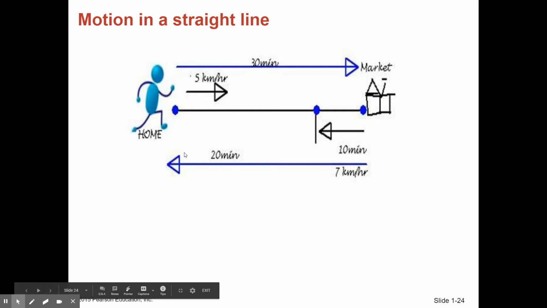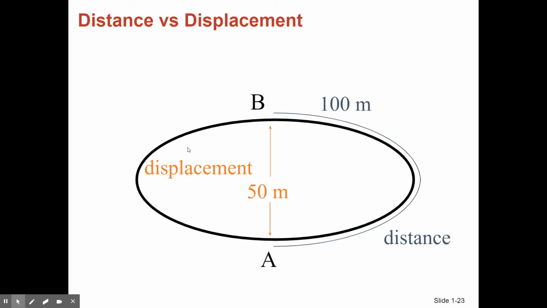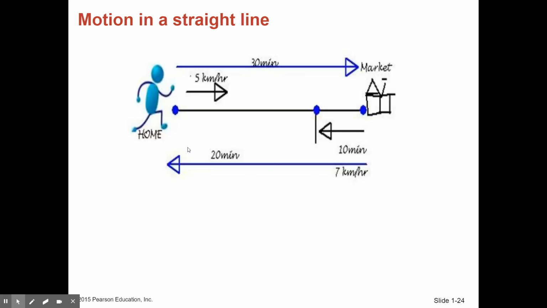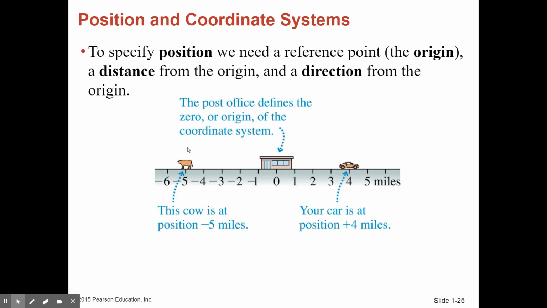So now we're going to continue to look at motion, but now we're going to look at motion in a straight line. We talked about motion going around a circle. Well, now let's look at it in a straight line. And we're going to be talking about, again, that whole distance, displacement, and position. So to specify position, we need a reference point, an origin, something to measure from, a distance from the origin, and a direction from the origin. Again, we'll give you the displacement.